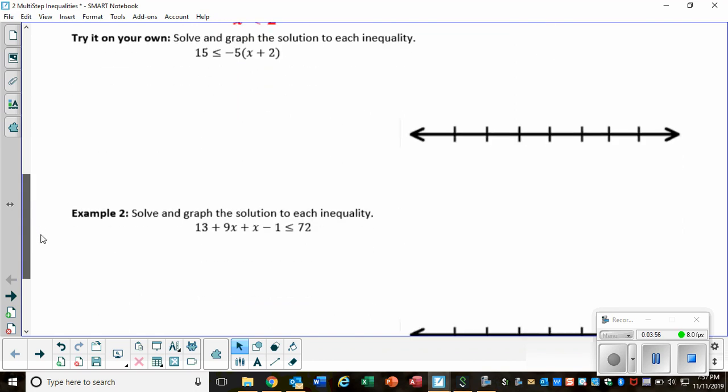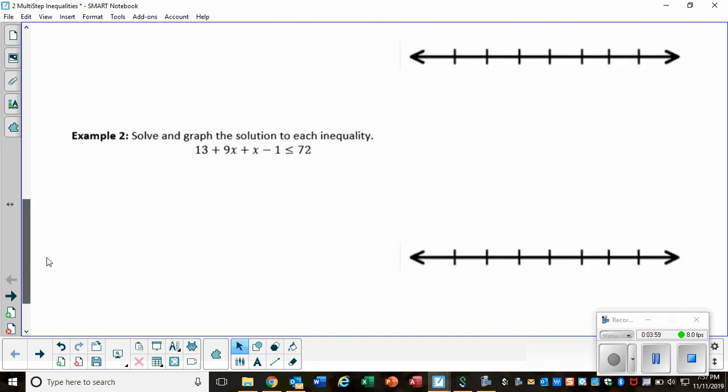Okay? Example 2, we're going to solve and graph this situation. This one doesn't have any distributing because there's no parentheses, but it does have a lot of terms. So we're going to try to combine like terms. We can only combine things that are on the same side. So I have a 13 and a -1, which can be combined. And I have a 9x and an x, which is really a 1x.